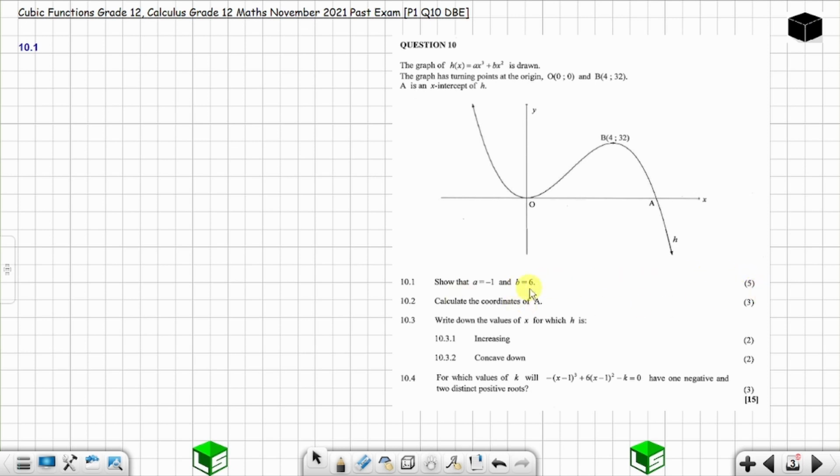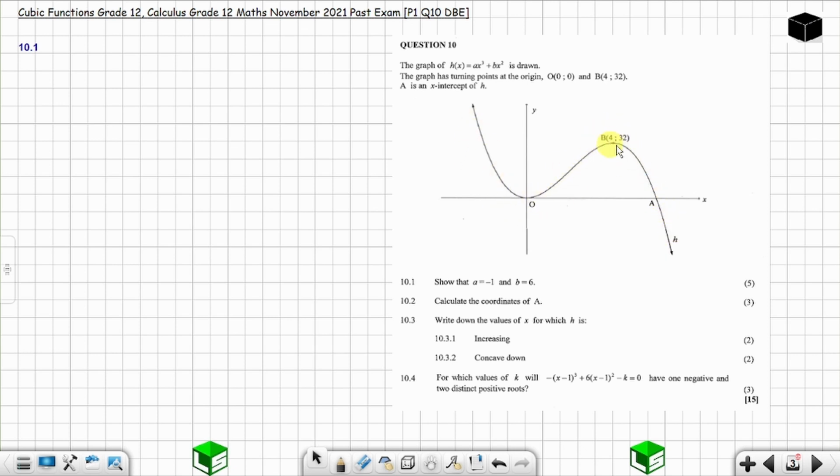Okay, so you have 2 unknowns. You can see this is the equation of h of x: ax cubed plus bx squared. Because you have 2 unknowns, a and b, you need to create at least 2 equations so that you can solve for them. So we can use points on the graph of h to create those 2 equations.